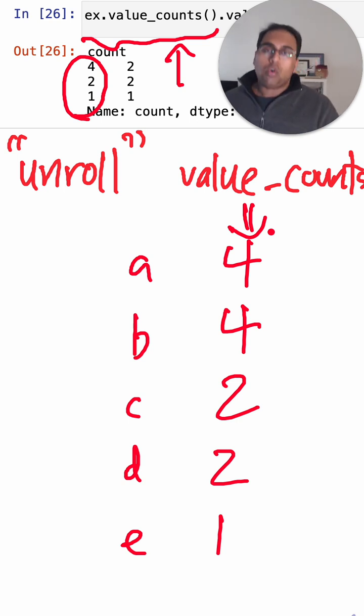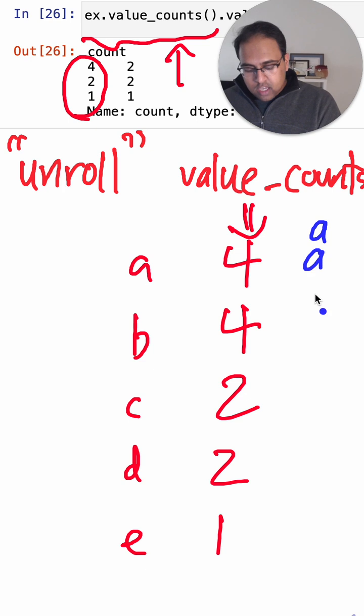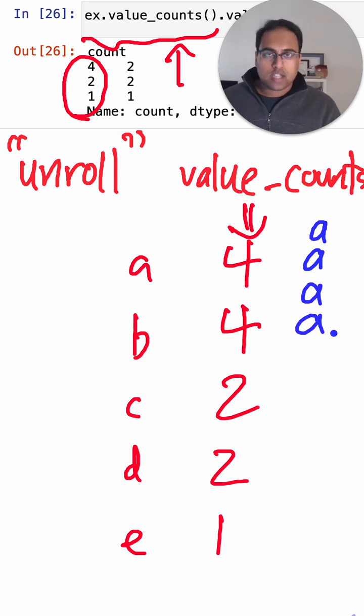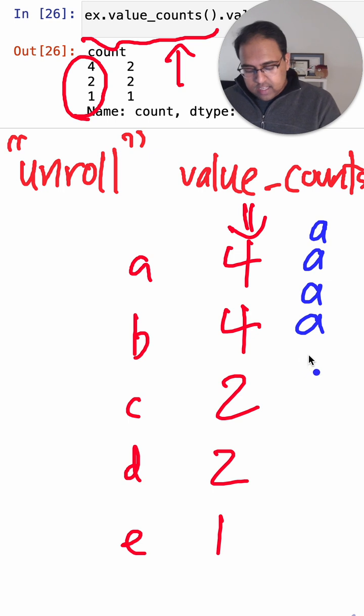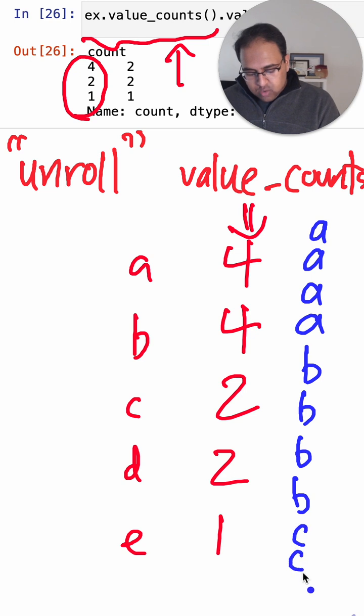Now I can unroll my value counts one more time to infer what the original series would have looked like. The original series would have had some value A 4 times. Again, we don't know what A exactly is. It would have had some other value B 4 times. It would have had C twice, D twice, and then an E.